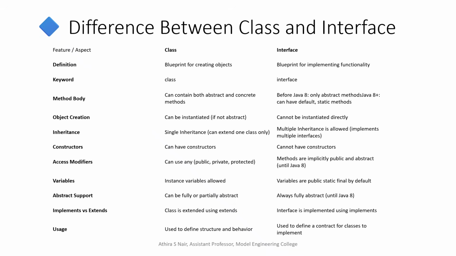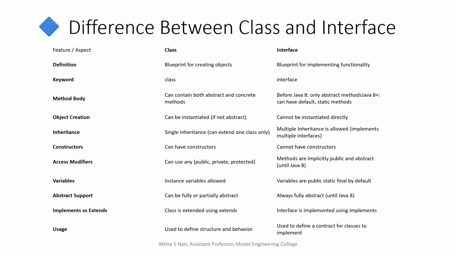In a class, only single inheritance can be used, that is, it can extend only one class. But with interfaces, multiple inheritance is allowed, that is, a class can implement multiple interfaces. Now, a class can have constructors, but an interface cannot have constructors. The access modifiers of a class can be anything: public, private, or protected. In an interface, methods are implicitly public and abstract.